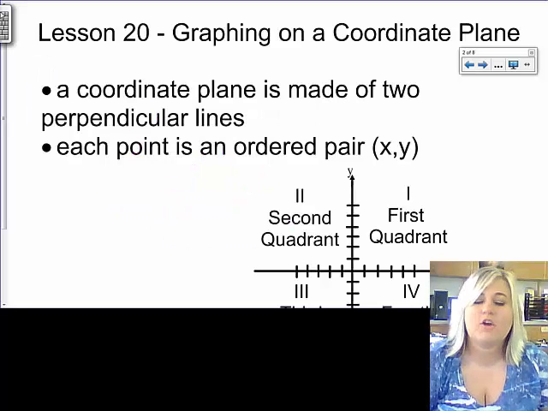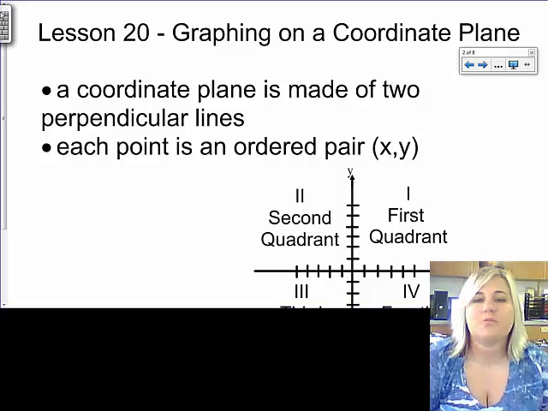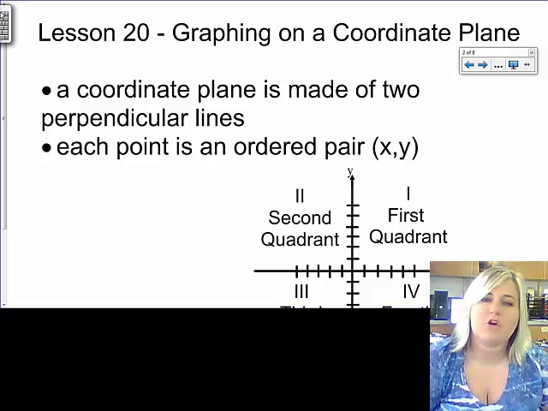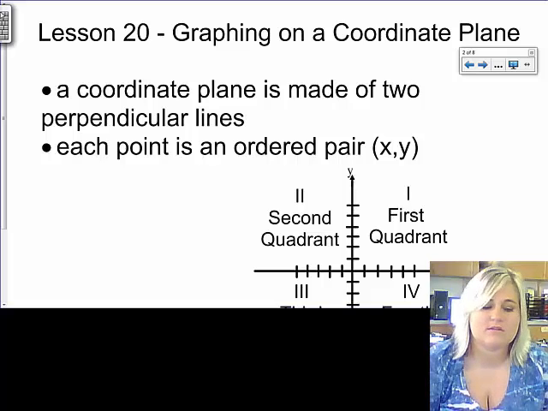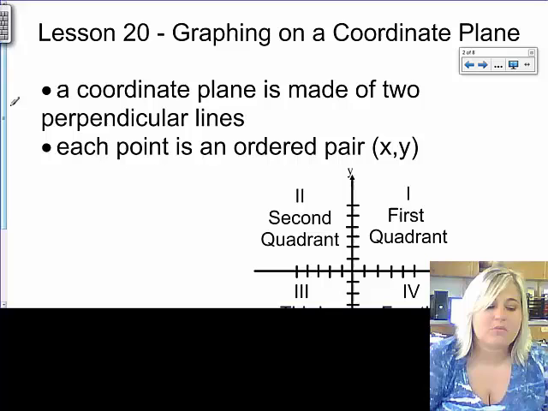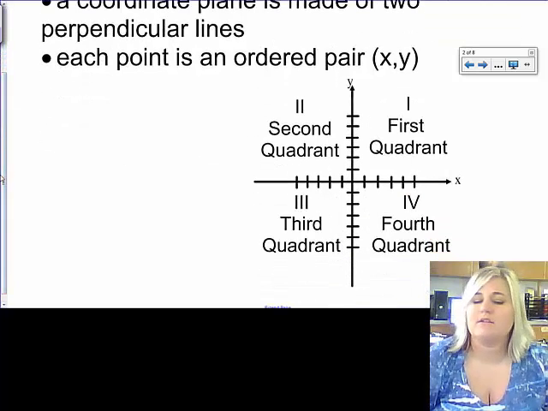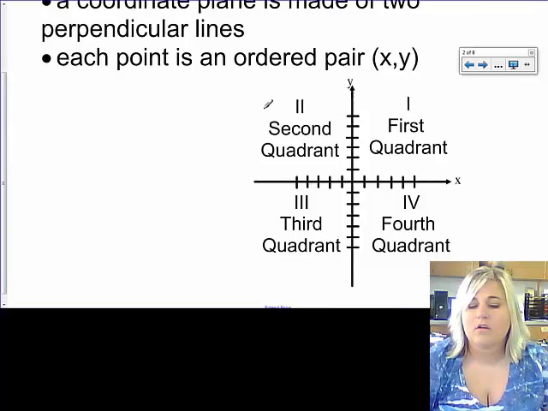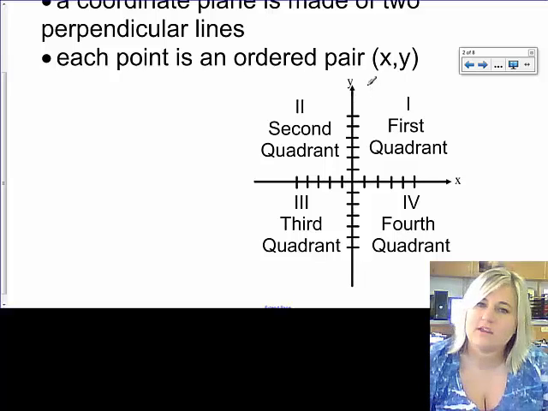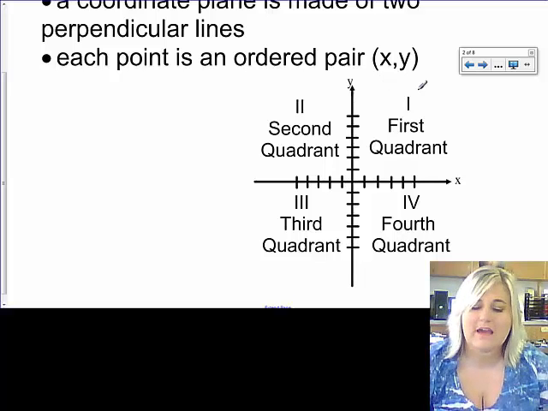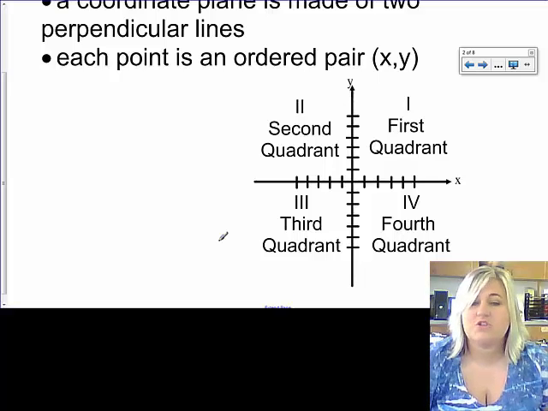Lesson 20, graphing on a coordinate plane. A coordinate plane is made up of two perpendicular lines, which we must remember means that those two lines meet at a right angle, or 90 degrees. Each point on the coordinate plane is an ordered pair, that's what we call it, and it is always in the order of x and then y. You can remember this because x comes first in the alphabet before y, so it is always x and then y. We always use this order to graph points.